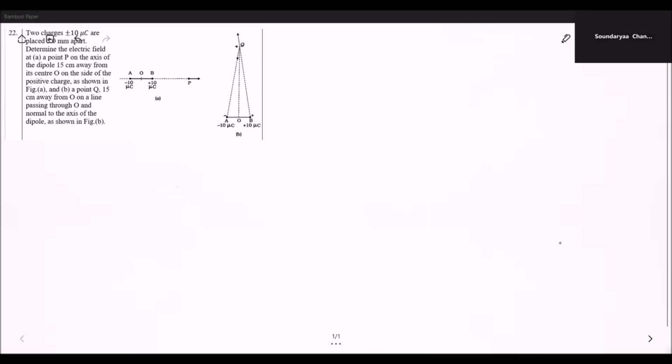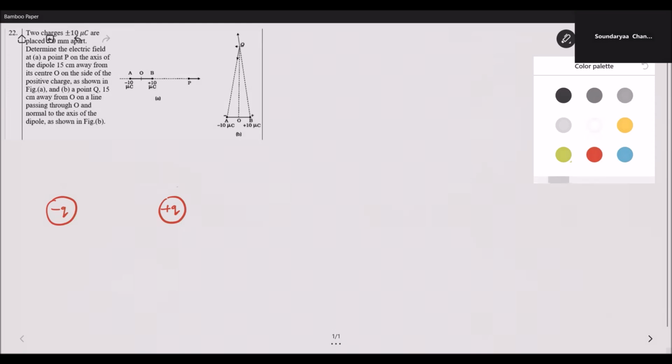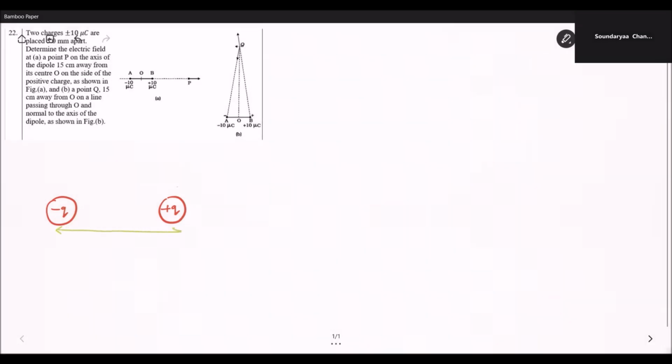Now we are going to discuss question number 22. Two charges of plus or minus 10 microcoulomb are placed 5 millimeter apart. In the question they have mentioned there are two charges, one is minus q and another one is plus q, placed 5 millimeter apart. The distance between the two charges is 5 millimeter.